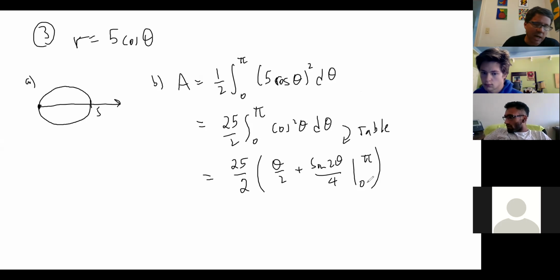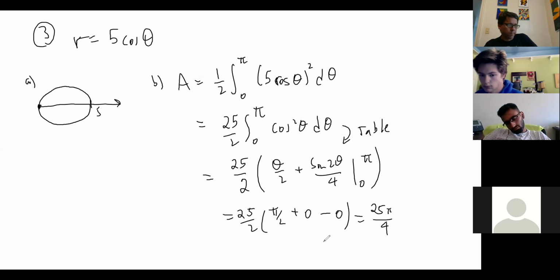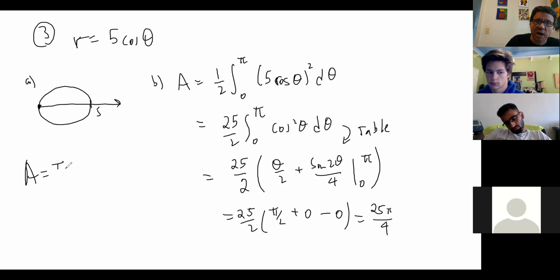So when you plug in pi, you'll get 25, you'll get pi over 2 for that one. You'll get 0 for the sine. And then when you plug 0 in and subtract, you also get 0. So 25 pi over 4. Which you already knew the answer, and that's why I didn't tell you just to do it. I had to verify it because this is a circle, so the area is pi r squared, which is pi times 5 halves squared, and you also get 25 over 4 pi.